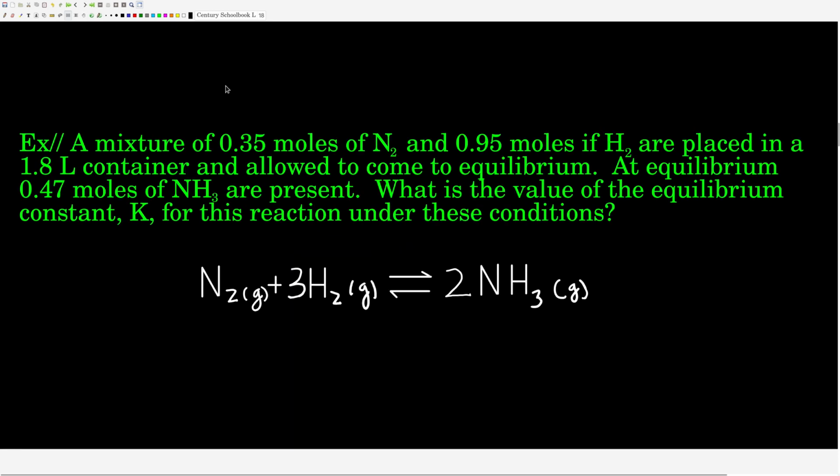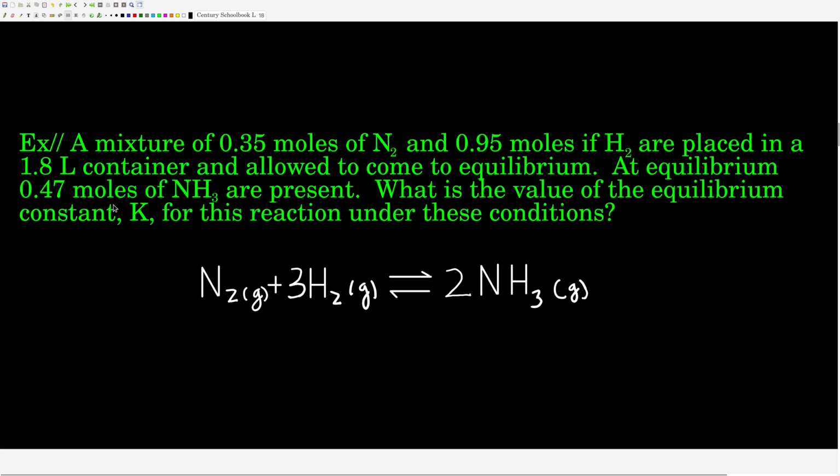So here's an example. We start out with that same reaction. This is the same equilibrium reaction we're talking about. We start out with 0.35 moles of nitrogen and 0.95 moles of hydrogen. That's before any of the reaction happens at all, in a 1.8 liter container. And now we allow it to come to equilibrium. So the nitrogen and hydrogen start reacting, start forming ammonia, and then the ammonia starts breaking apart, reforming nitrogen and hydrogen until we get to equilibrium.